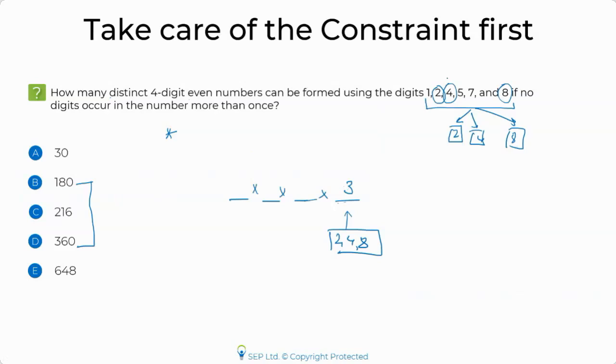Now obviously, I'm saying that the last place can be filled in 3 ways, but you're putting one number at a time. So you have put one of those numbers. How many are you left with? 1, 2, 3, 4, 5. So the first place can be filled in 5 ways.